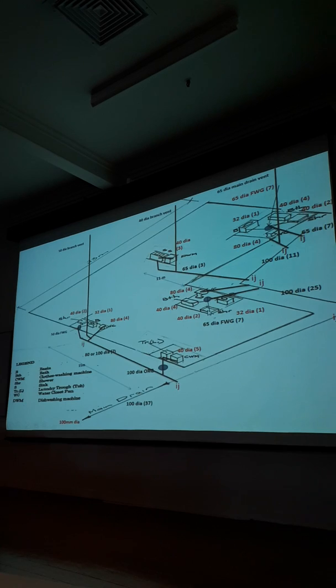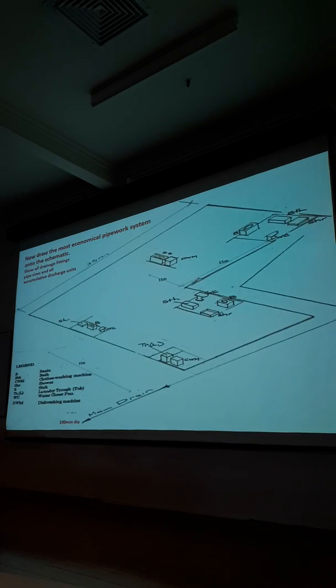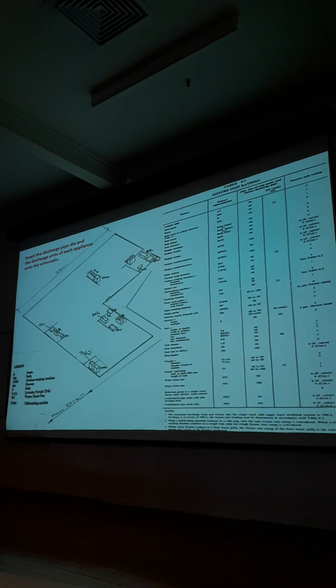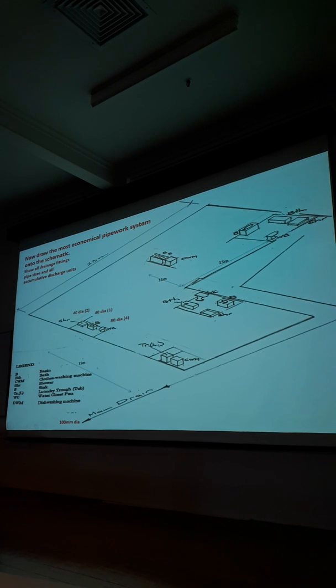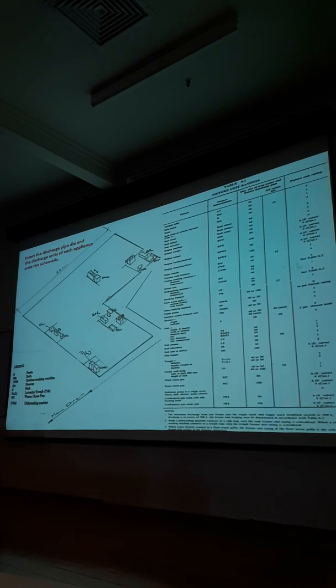Yes, okay, the numbers come from this chart, for each one of the fixtures, each item. Each item comes from this figure, from the fixture units. In brackets is the discharge units, and the number here is the size of the waste.